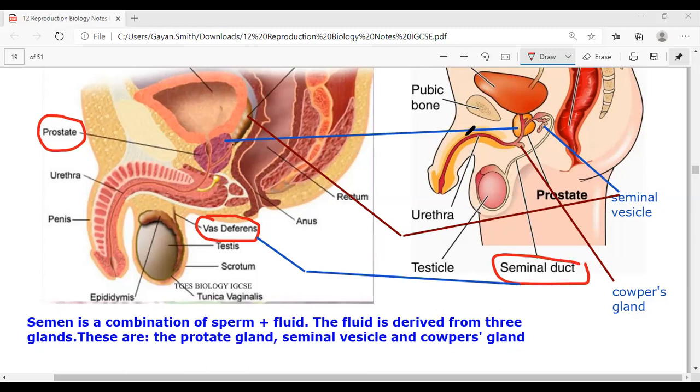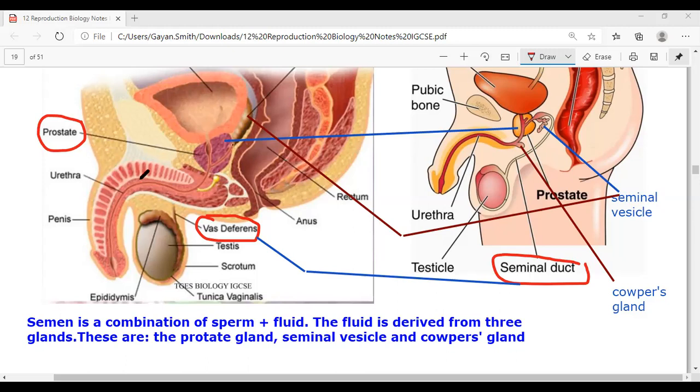So this tube right here is the urethra that runs through the penis, which is here. And the job of the urethra is to carry the semen to be deposited into the female vagina during intercourse, or it also transports urine when the male is not having intercourse. As you can see, the urethra comes from the bladder, so it is able to carry urine, and it is also able to carry semen at different times.